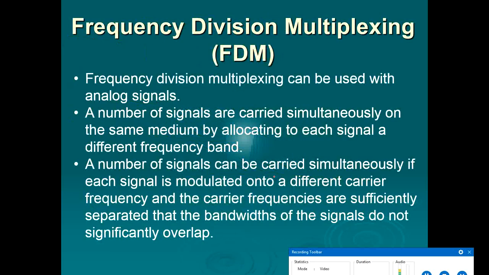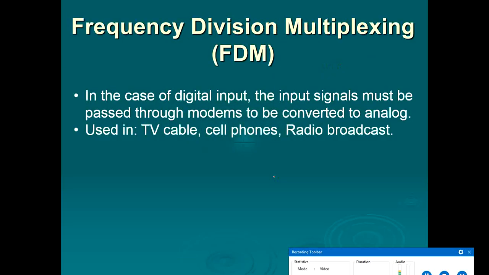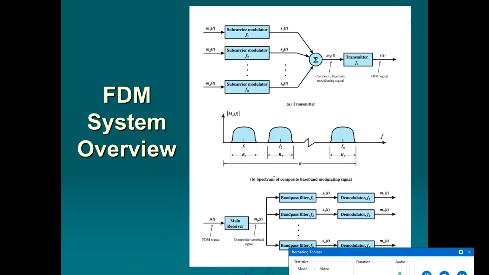Alright, so next we move to the diagram that we were supposed to discuss over here. This diagram shows frequency division multiplexing in more detail. So we have these M1, M2, MT. What are these? These are the signals. These can be analog or digital signals.